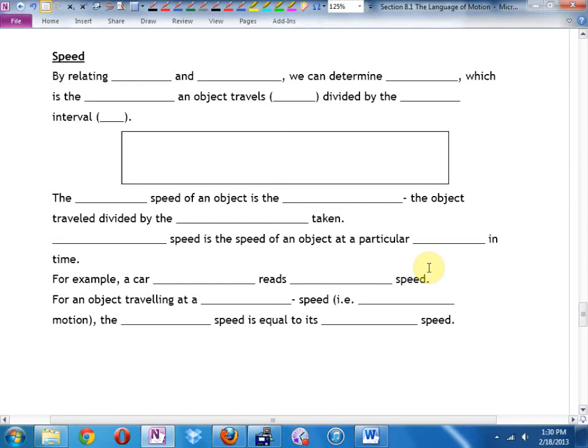So speed. By relating distance and time, we can determine speed.